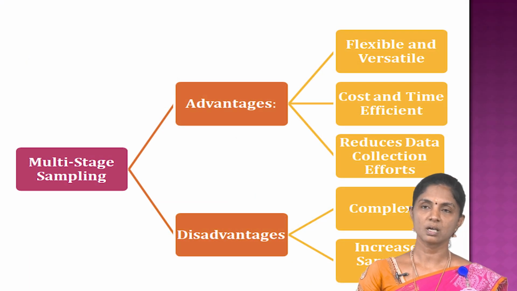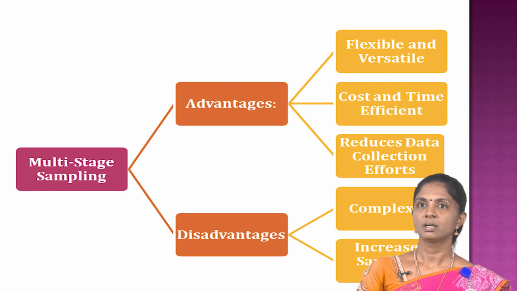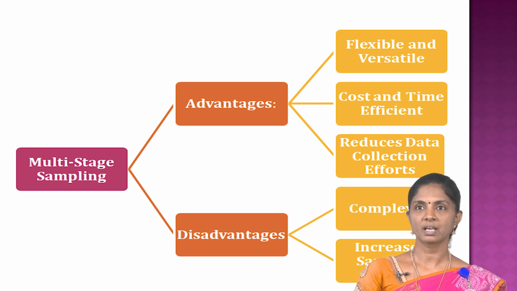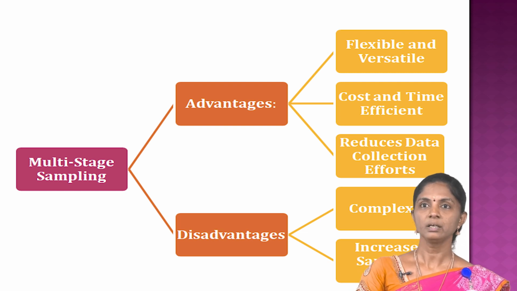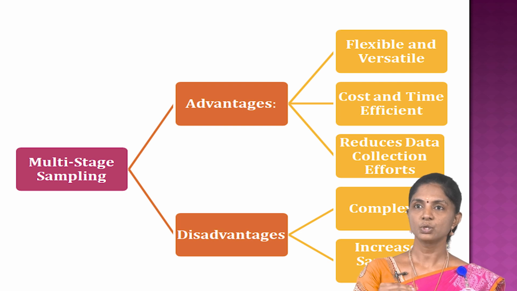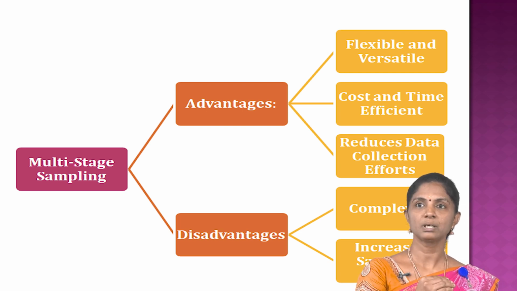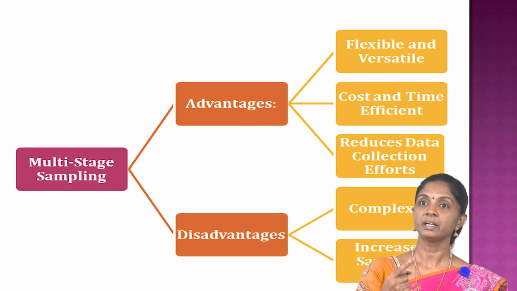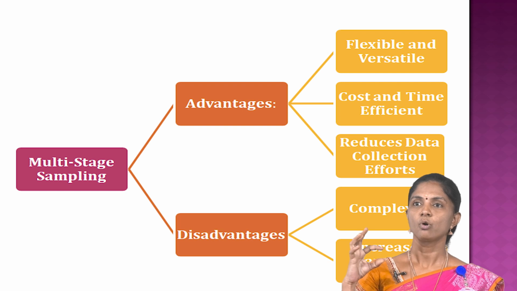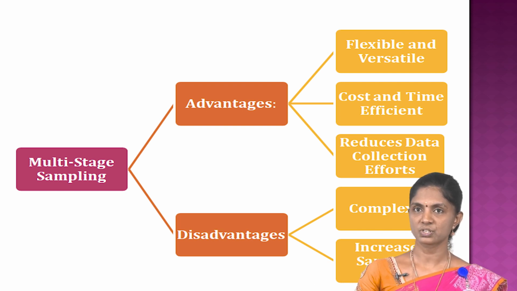Advantages and disadvantages of multi-stage sampling. Advantage: it's very flexible and versatile. It can be adapted to complex and large populations. Cost and time efficient. So it reduces cost and time by concentrating sampling efforts in selected clusters, reducing data collection efforts by focusing on smaller manageable subgroups at each stage.